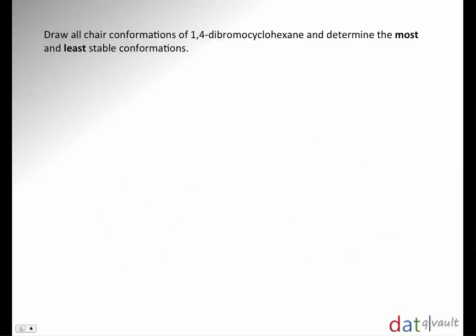All right, so let's move on to a question. So here we're asked to draw all the conformations of 1,4-dibromo cyclohexane and determine which conformation is the most stable and which conformation is the least stable. So take a second, draw out the possible chair conformations of 1,4-dibromo cyclohexane, and label one as the most and one as the least stable.